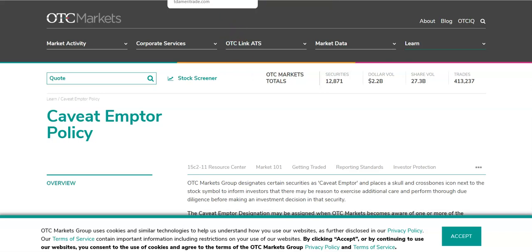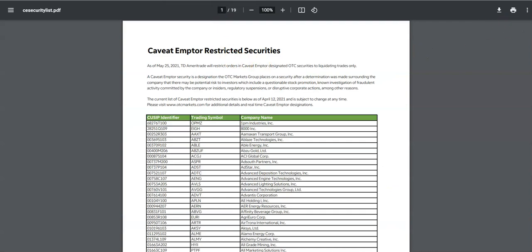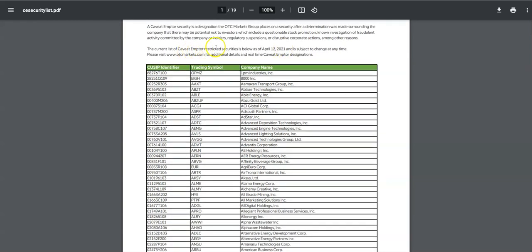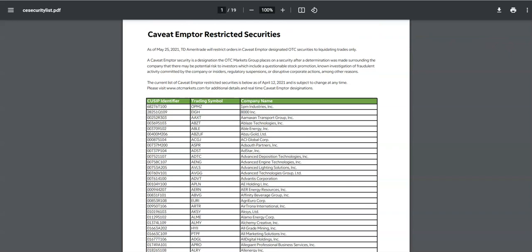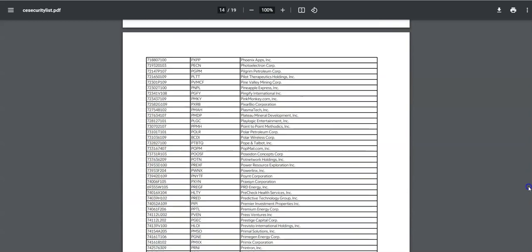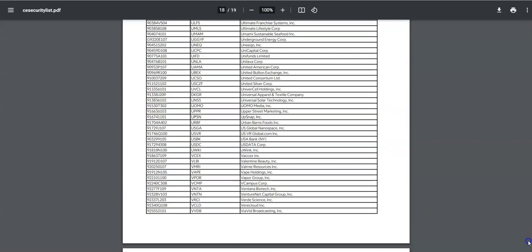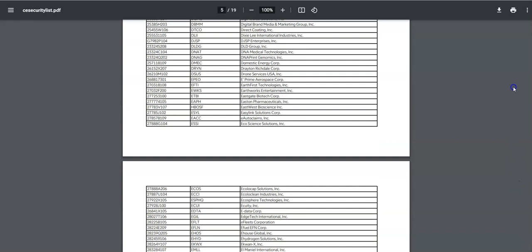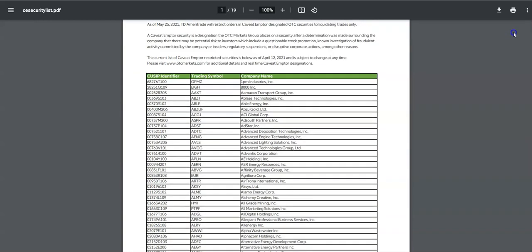All right, so we're going to look at the Caveat Emptor list. This is what it looks like, and this was sent out months ago, and it's going to be linked in the description below. It says the current list of Caveat Emptor restricted securities is below as of April 12th. I think I said May, but it's actually April 12th. You can go through all of these and check if you have any OTC markets stocks. They're in alphabetical order. You can look for your ticker symbol to see if yours is on it. And the way that you know if it's on it or not, let's say I just click this one, Able Energy.